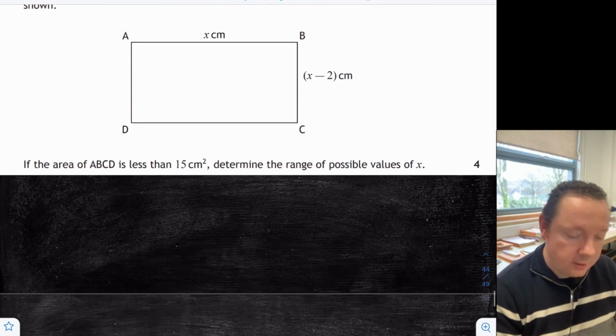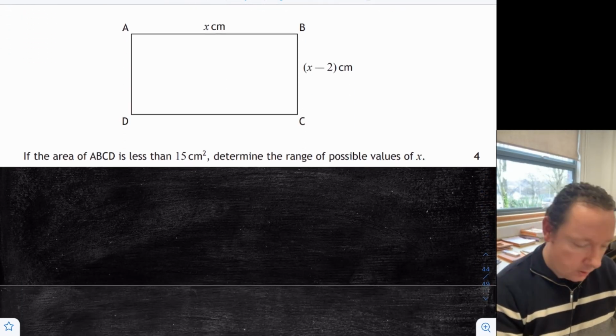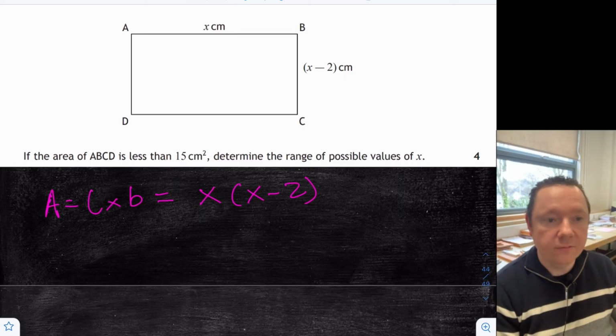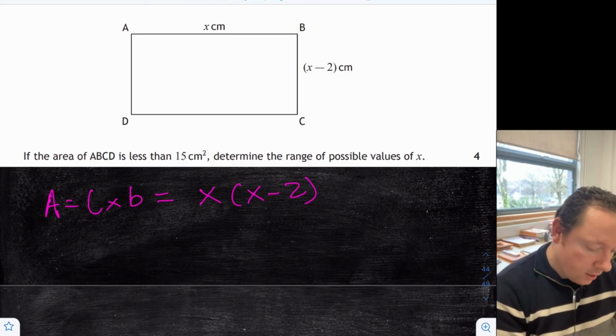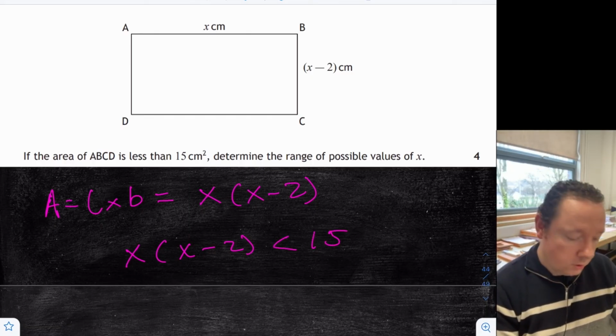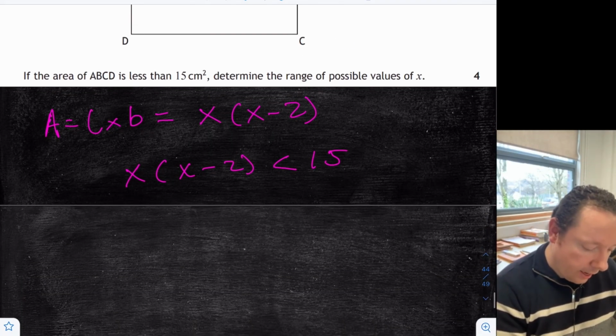Well, area is length times height. So I'll just write that down, or length times breadth if you prefer. So our length is x, and that's x minus 2. And it says that that area has to be less than 15. So I'll just write x times x minus 2 is less than 15, to set up my inequality. Expanding my brackets, I get x squared minus 2x is less than 15.